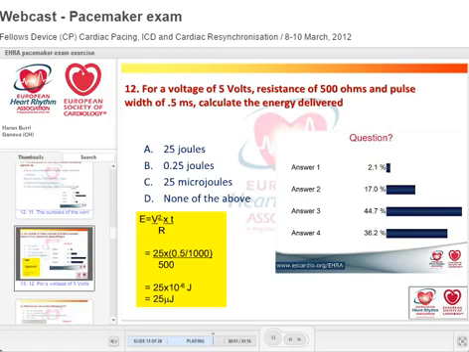So here we set the voltage of 5 volts, 5 squared is 25, times t, and now we're talking about milliseconds. So 0.5 milliseconds is 0.5 divided by 1,000, divided by the resistance, which is 500 ohms, and this will give you 25 times 10 to the minus 6 joules, or 25 microjoules.